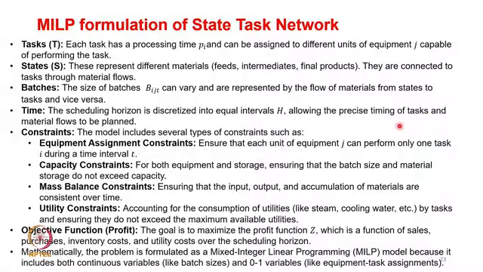So the scheduling horizon would be discretized to certain intervals H, allowing precise timing of tasks, and we have multiple constraints. The first constraint is what we call the equipment assignment constraint, which ensures that each equipment can only perform one task. You can't double up. And you have capacity constraints in terms of storage, and you have mass balance constraints and utility constraints.